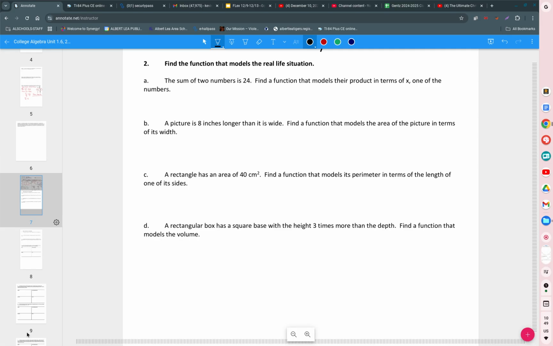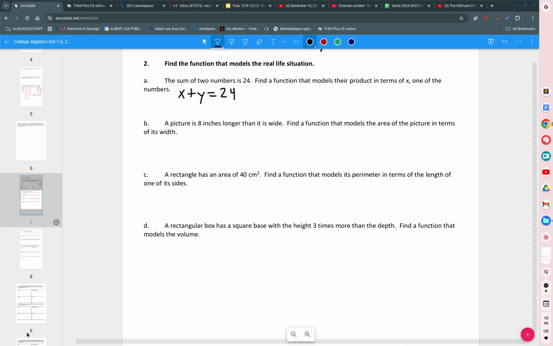It says find a function that models the real-life situation. The sum of 2 numbers is 24. So x plus y is 24. Any question how we came up with that? Kira, can you give me 2 numbers that add to 24? 21 and 3. 21 times 3 is 63, right? Give me 2 more numbers that add to 24. 14 and 10. 14 times 10 is 140.